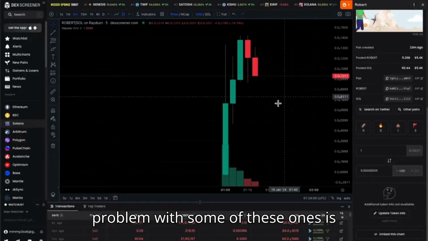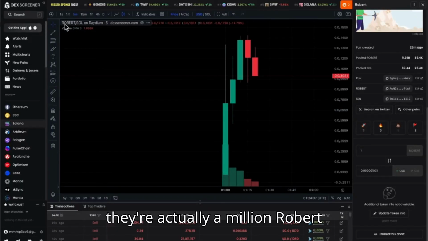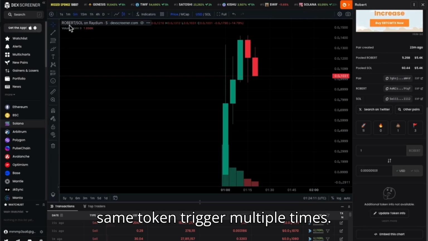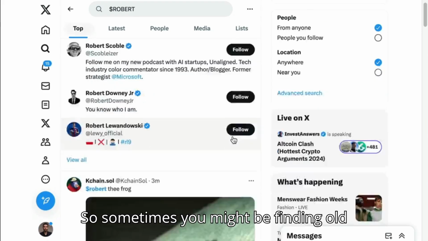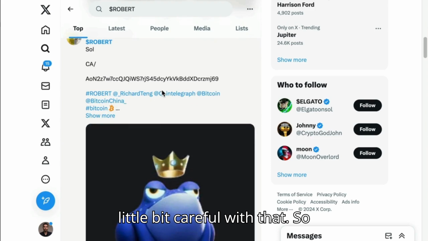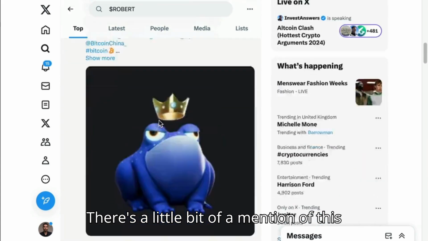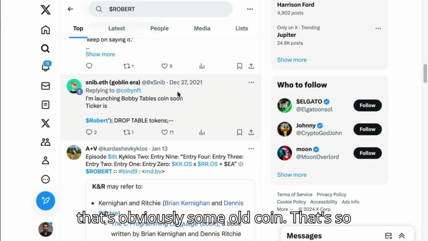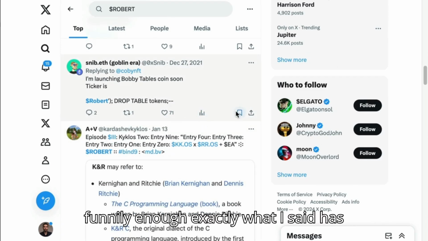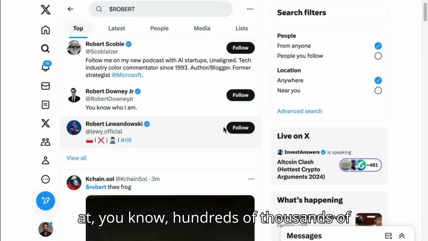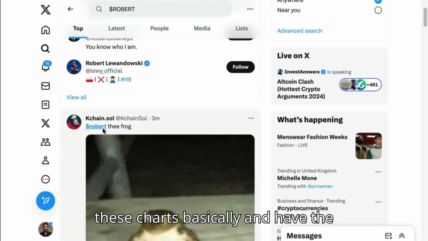The problem with some of these ones is that people have tried to launch this same token ticker multiple times. So sometimes you might be finding old ones as well. So you just have to be a little bit careful with that. So there's a little bit of a mention of this, and then we skip back to 2021 here. So that's obviously some old coin. That's funnily enough exactly what I said has happened. But that's because I've looked at hundreds of thousands of these charts basically and had the experience.